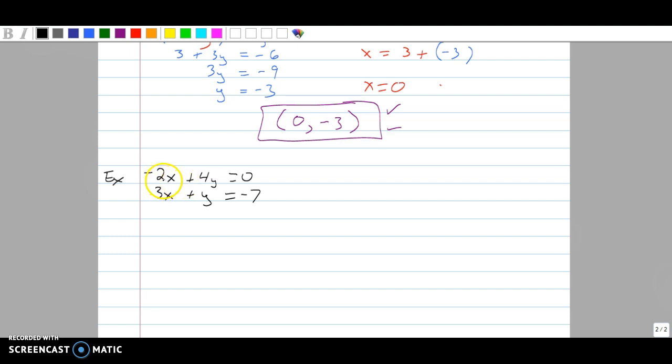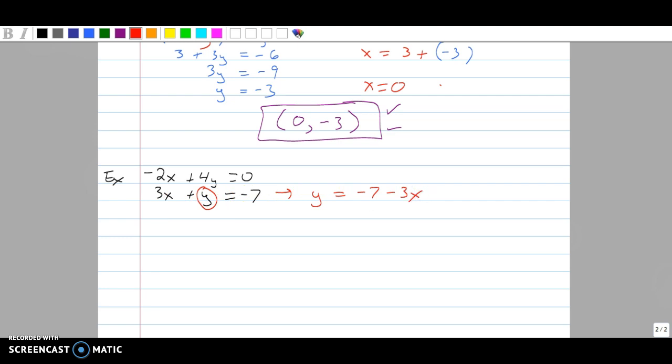Top x. Again, it's not positive and single. Think about it. I'd have to subtract 4y and then divide by 2. Top y is not positive and single either. But I think the easiest one is bottom y. Get bottom y by itself. Y is equal to, you would subtract 3x on both sides to get this one. So it would be negative 7 minus 3x.